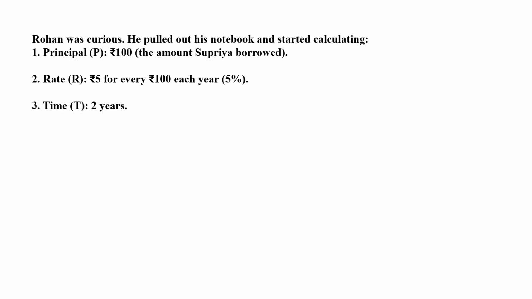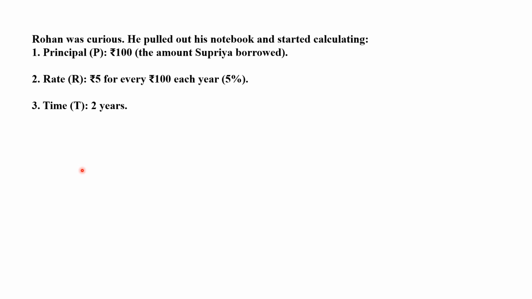Rohan was curious. He pulled out his notebook and started calculating. The amount he has given to Supriya was 100 rupees, so the principal amount was 100 rupees. Supriya said she will give 5 rupees for every 100 rupees each year. It means the rate is 5%, and she is going to pay back the whole amount after 2 years. So the time is 2 years.